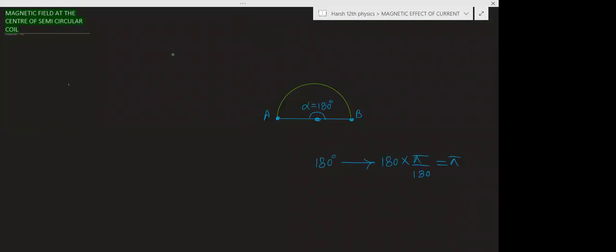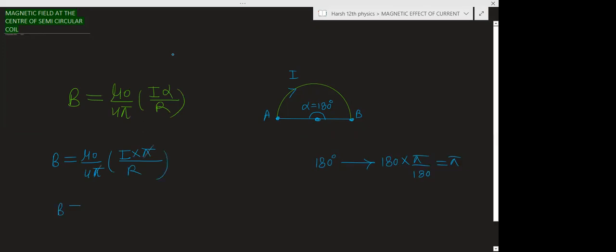And remember, I current is flowing here. So just put the value and get the answer. Instead of alpha, just put pi. I into pi divided by r, and this pi will cancel out, and you will get mu naught I divided by 4r. So this is your final answer. Just note this one.